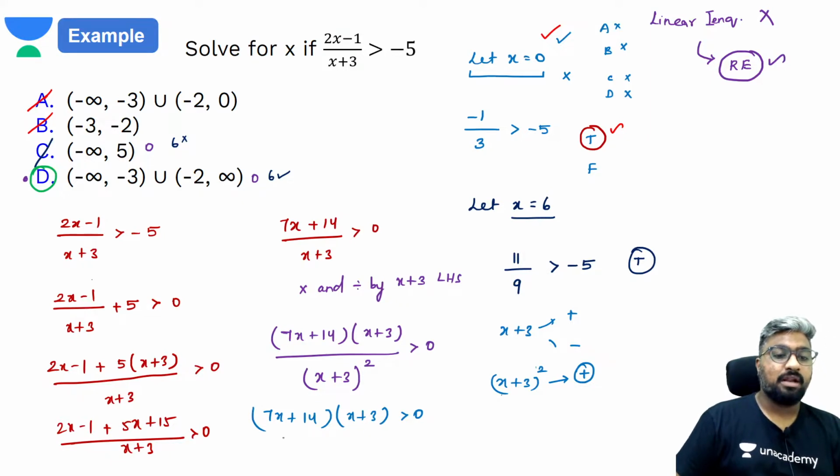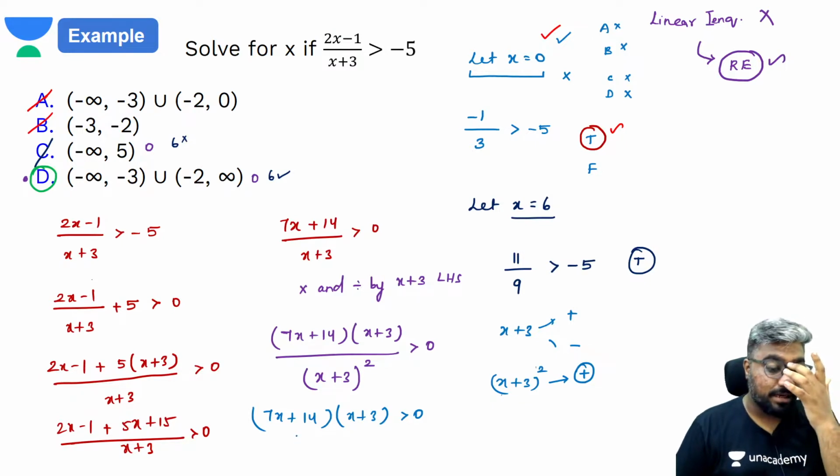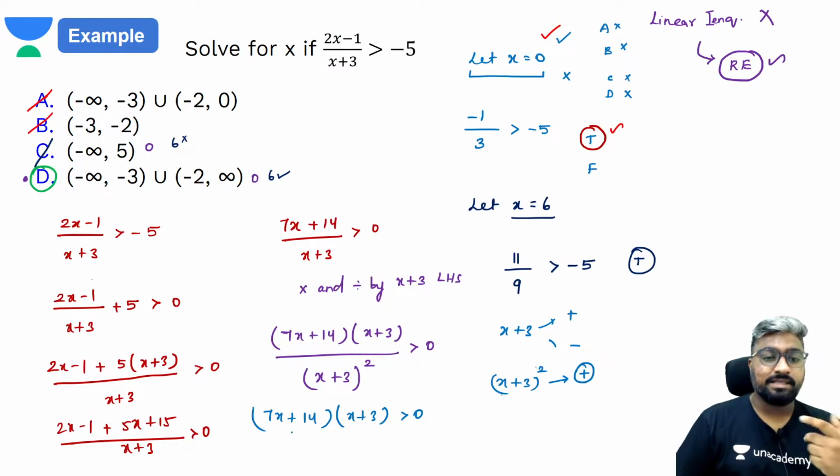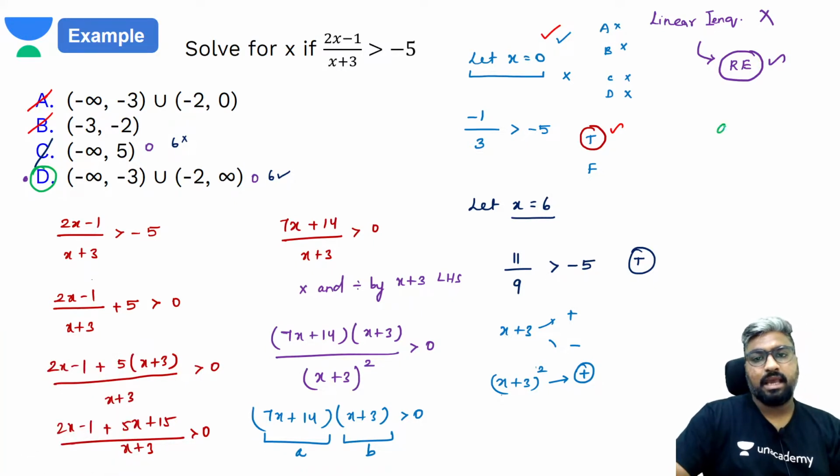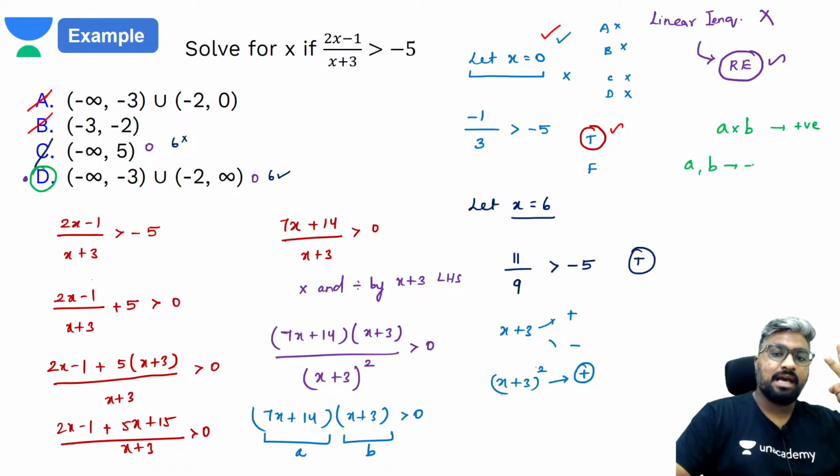Again, what is the problem here? Getting the values. Yes, the confusion is that both will be positive. We are saying a into b, a into b is positive, correct? What we are saying here is that a multiplied by b is positive. So there can be two cases: both a and b are positive, and both a and b are negative, right? So to remove this confusion, what will we do?